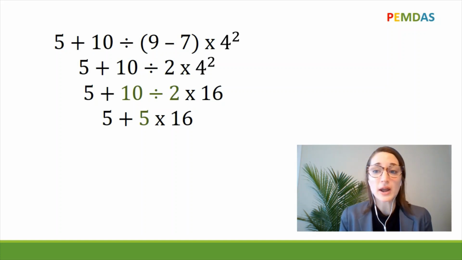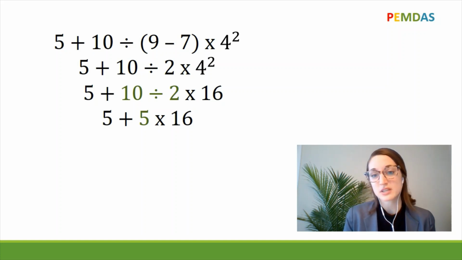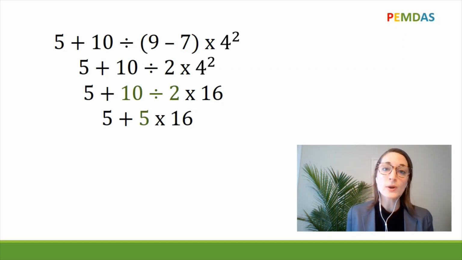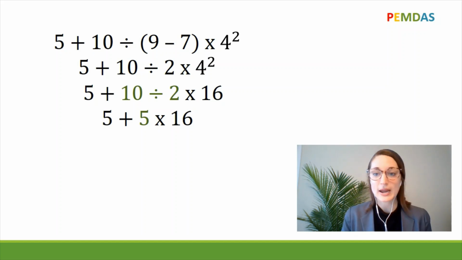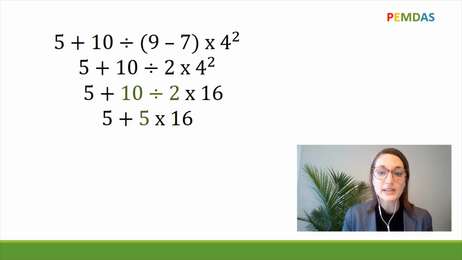Because there are no more exponents, up next is multiplication and division. But there are 2. Which do we do first? The 10 divided by 2 or the 2 times 16? Remember, we're always going to go from left to right. So we'll start with the 10 divided by 2. Now let's rewrite the problem. 5 plus, what's the answer? 5 times 16. We replaced the highlighted part with the answer as we rewrote the problem.